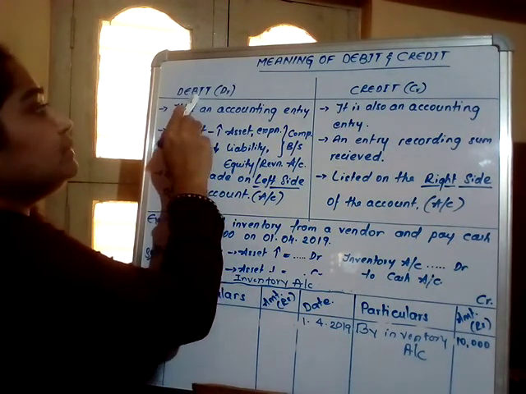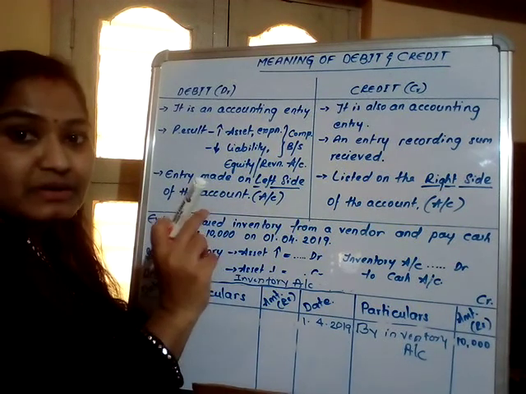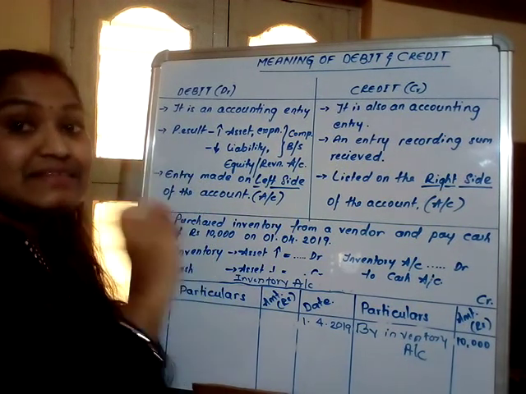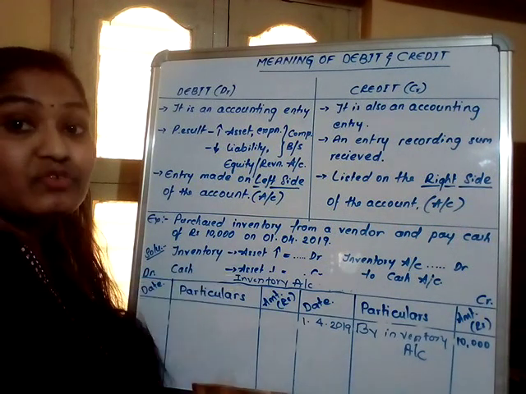See here, debit, its abbreviation is DR. In the accounting format, on the left side we write DR, that is debit. On the right side we write credit, that is CR. Let's see what a debit is.